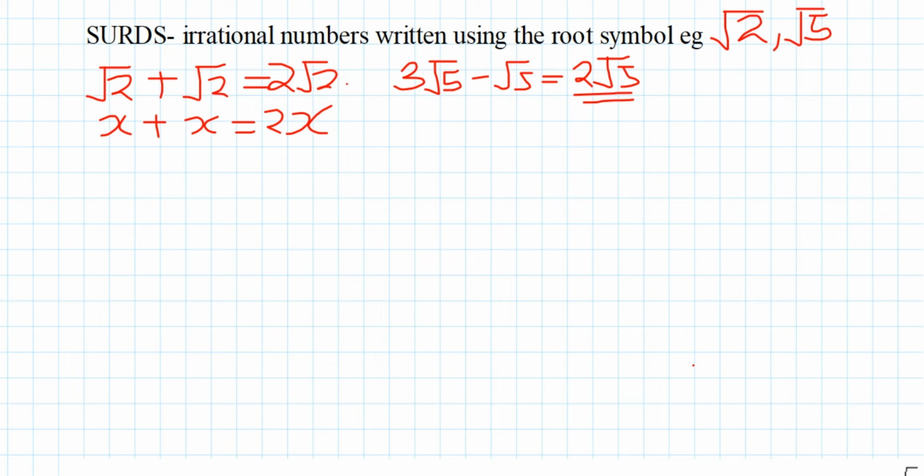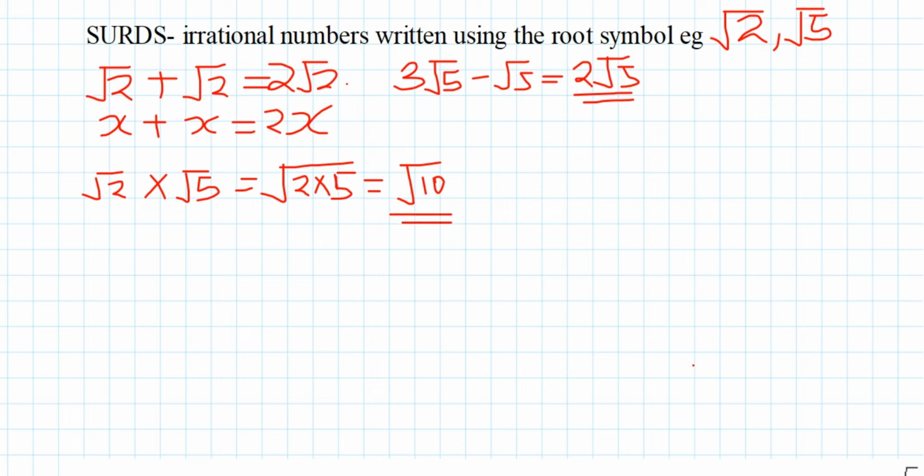We can also perform multiplication on surds. So for example, when we have got root 2 multiplied by root 5, we know that this is the same as having the square root of 2 times 5, which is now going to give us the square root of 10. As simple as that, we have multiplied surds.